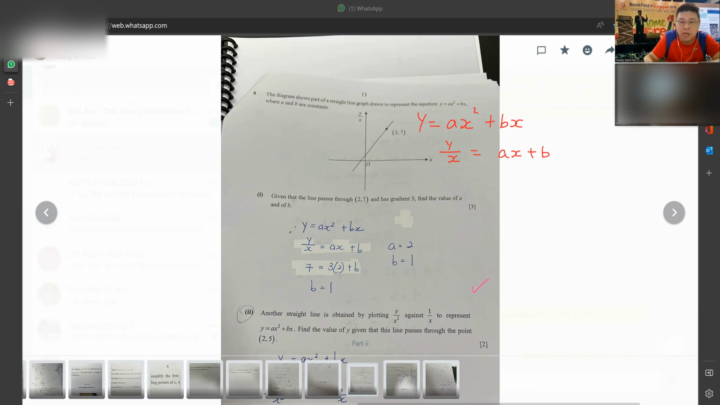Okay, y equals mx plus c. This is my b. So the gradient is your a. The gradient is 3, right? Did it tell you the gradient is 3? So you can just make use of the information they gave you. Since the gradient is 3, therefore a equals 3. They still want you to find a and b, right?